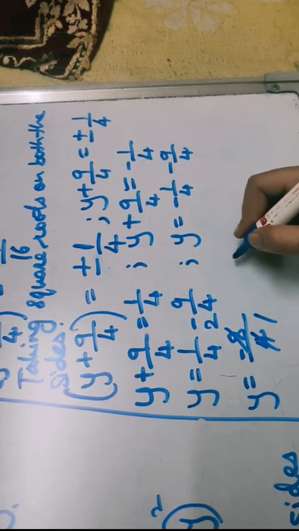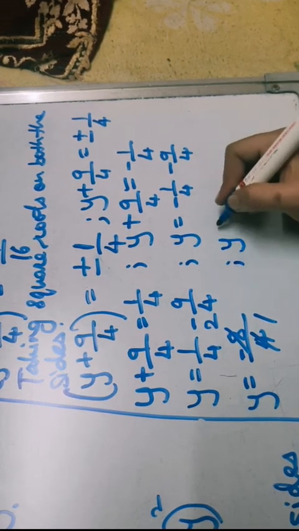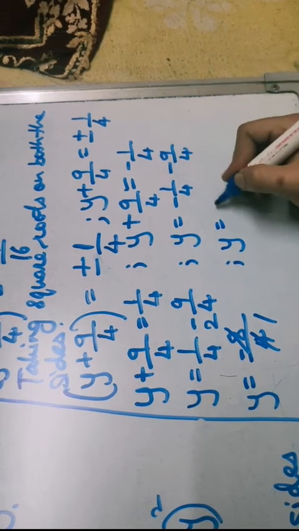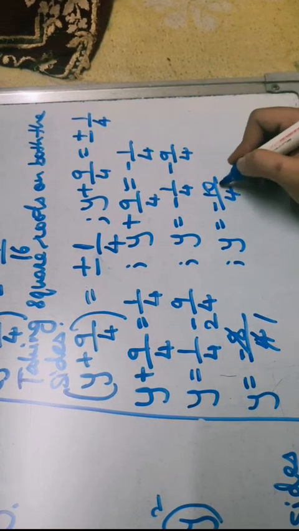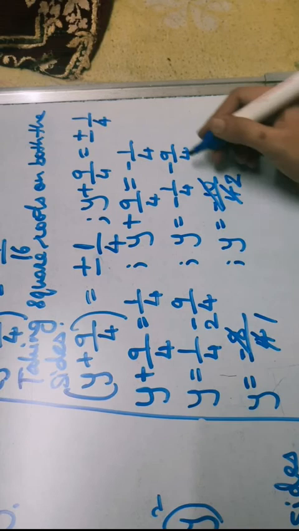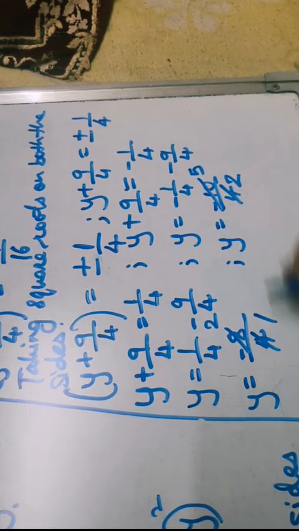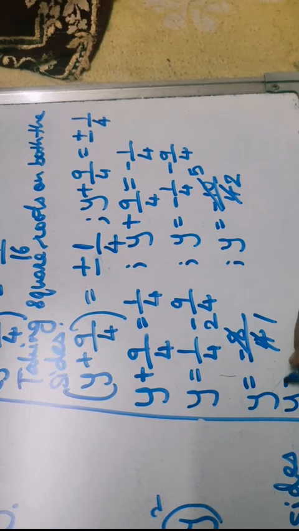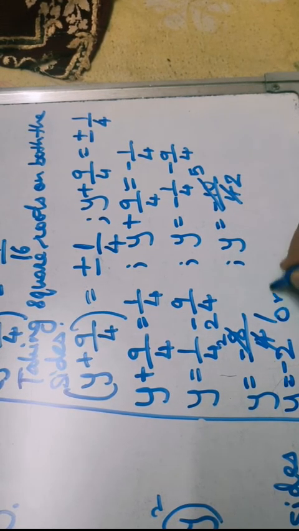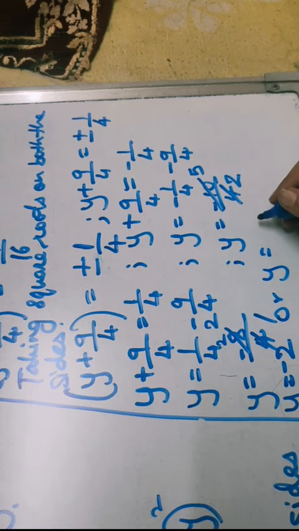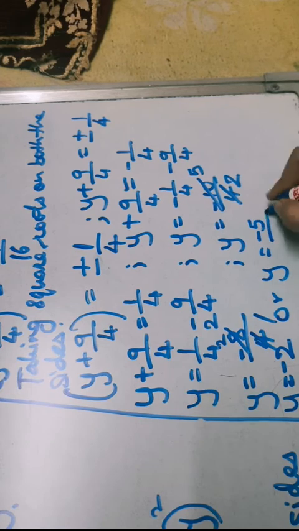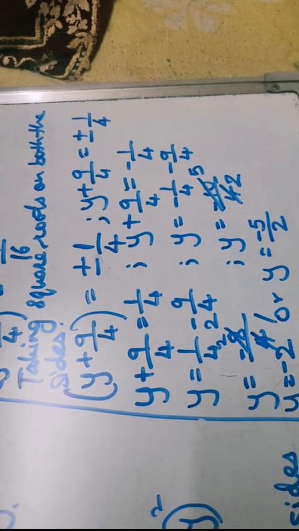that is, and here minus 10 upon 4, this becomes 2 2s are 4, 2 5s are 10, और ये माइनस साइन. So y either y is equal to minus 2 or y is equal to minus 5 by 2, right?